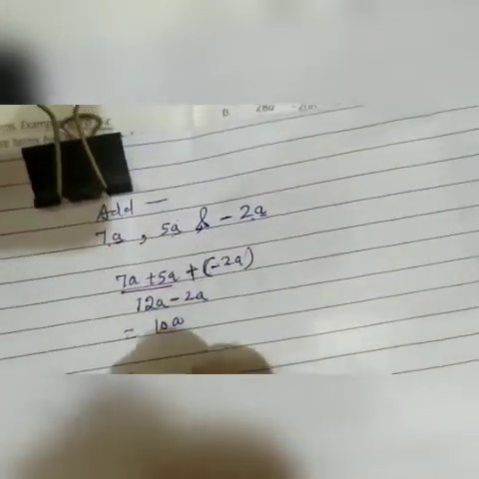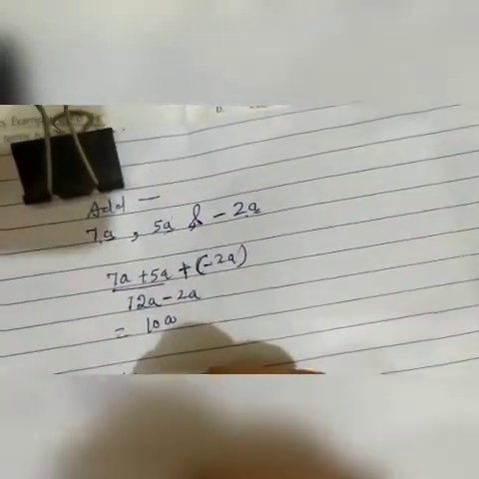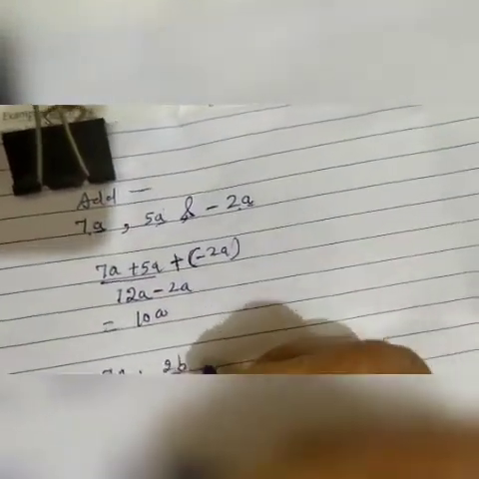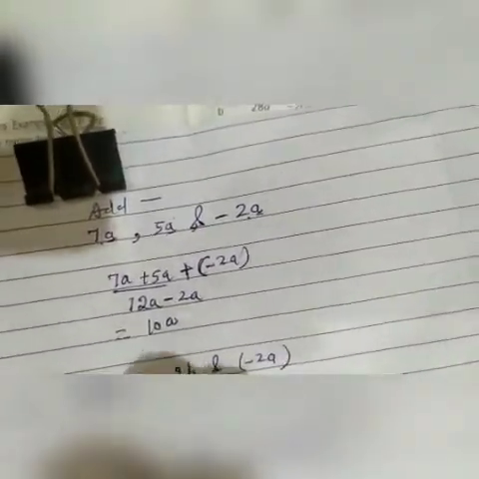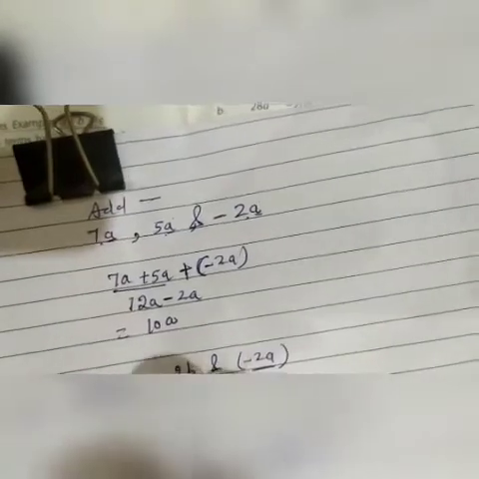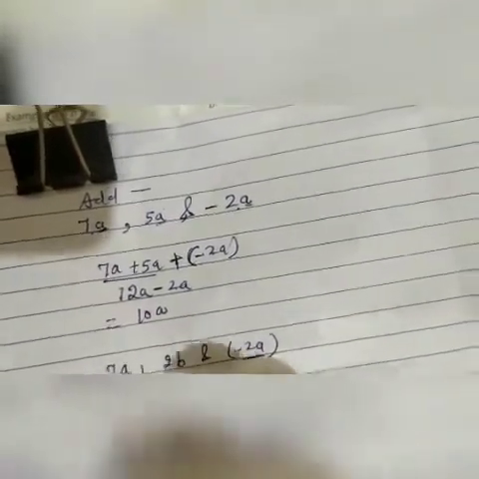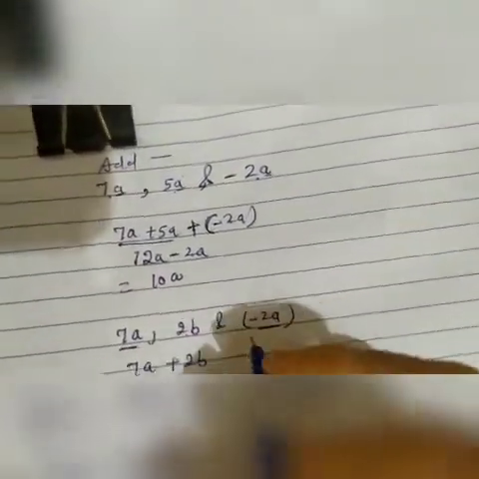But if it is like this: 7a, 2b and minus 2a. Here only the terms 7a and minus 2a are like terms. First we will write 7a plus 2b.